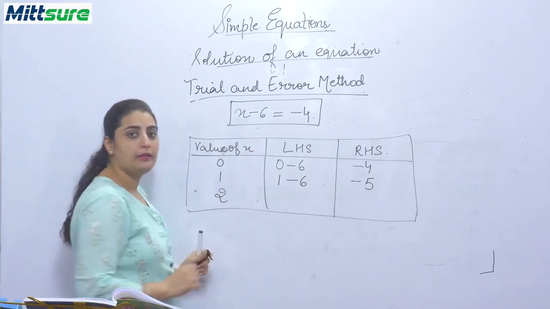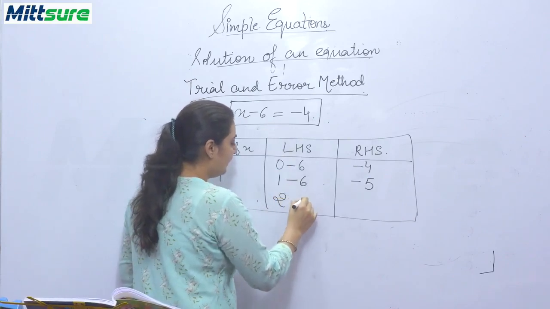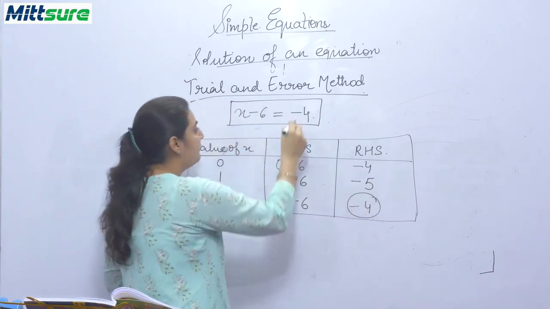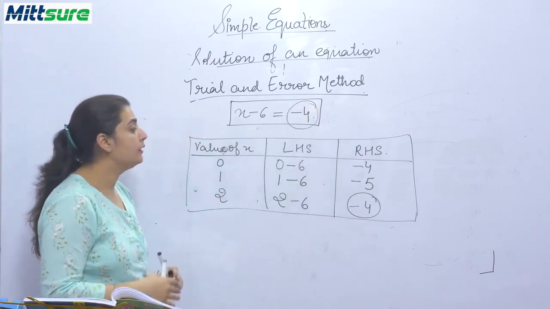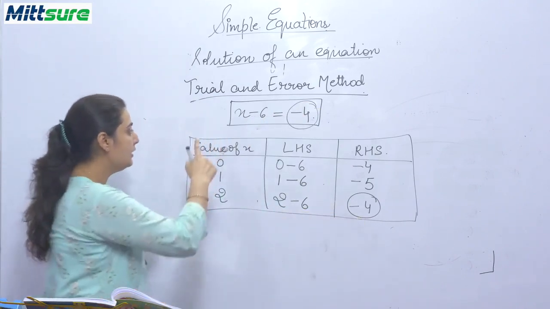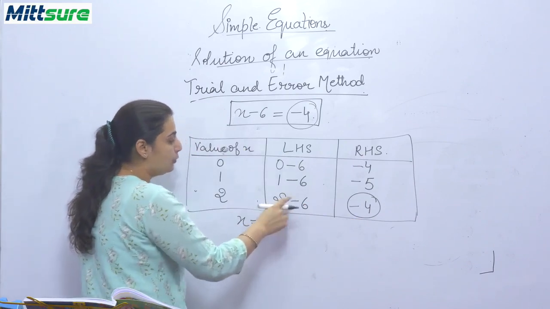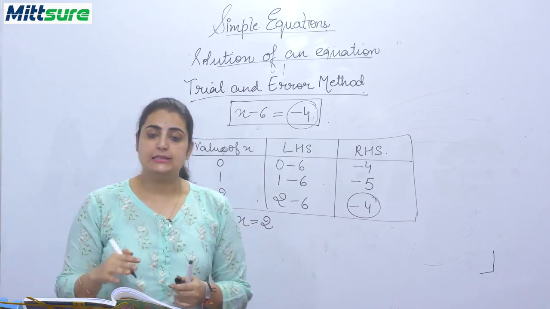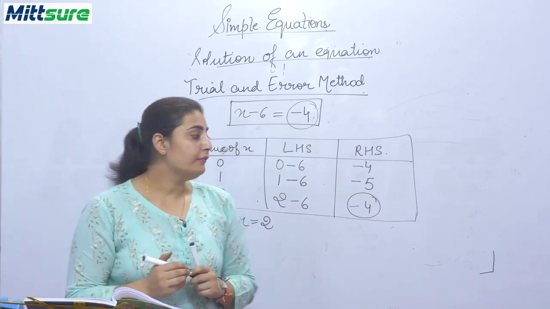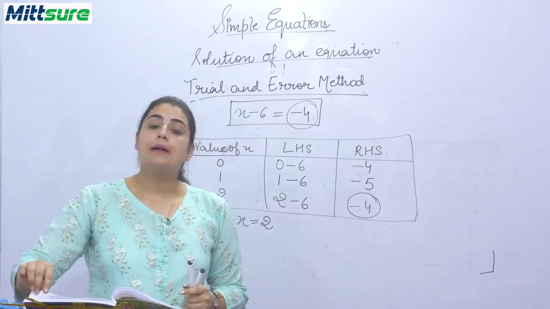Now I will put 2 here. After substituting x by 2, I get 2 minus 6, and then certainly I get minus 4. The value that I have towards the right hand side of the equation is now getting matched. That means the value of x will be 2, because when you keep x as 2, both sides of the equation become balanced and the same value is there at the left hand side and the right hand side.